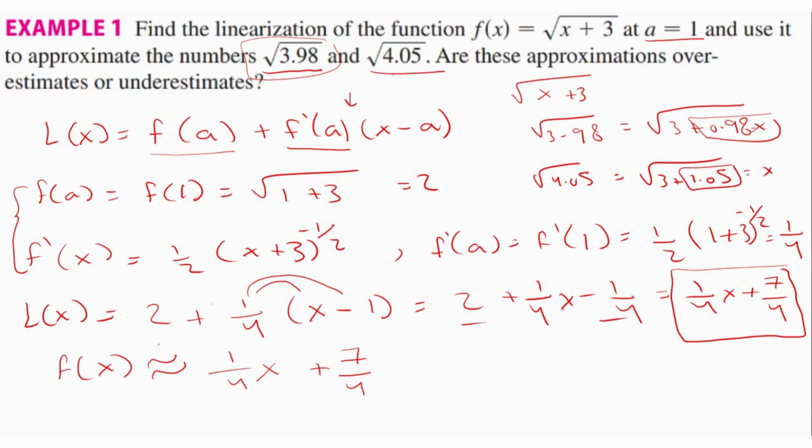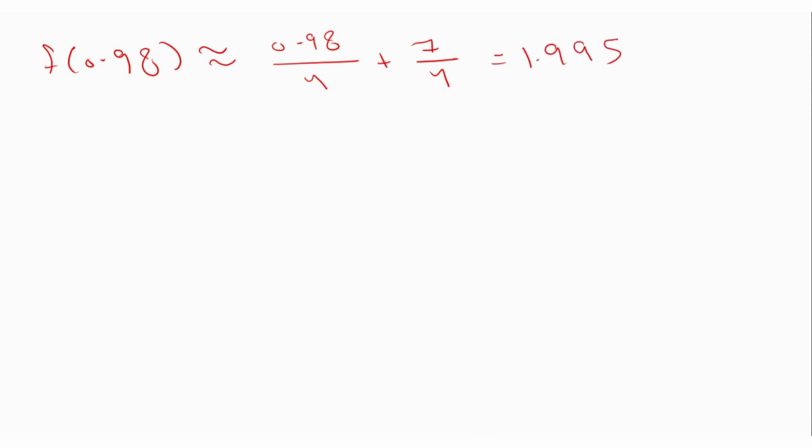So if we want to approximate these values, we'll be approximating f at 0.98 first. So f at 0.98 is going to be approximately equal to 0.98 over 4 plus 7 over 4. And this will give us 1.995. And if we try to approximate f at 1.05, we just substitute using the linearization expression we got, 1.05 over 4 plus 7 over 4, and this should give us 2.0125.